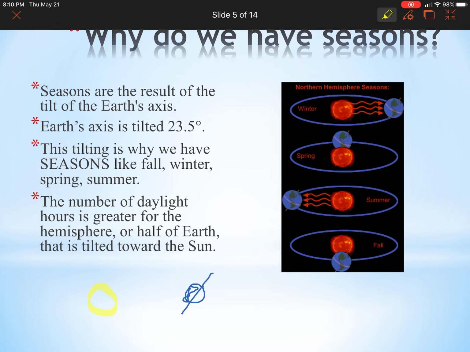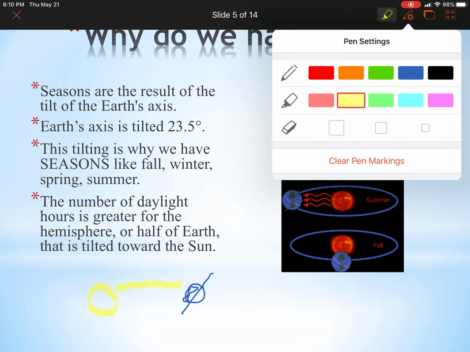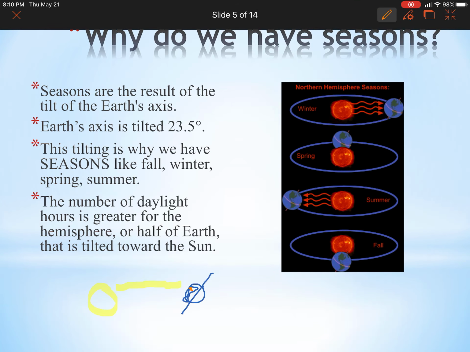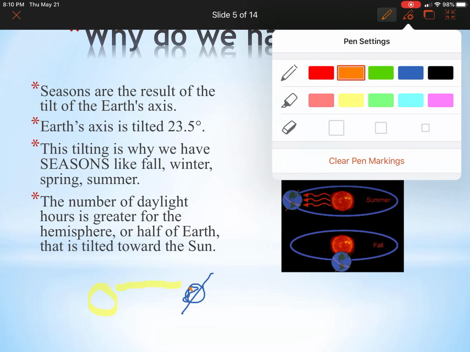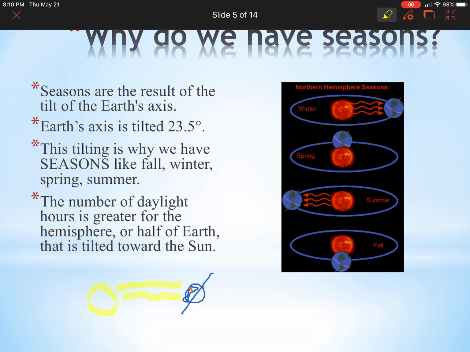Okay, now the sun's rays, as you can see, are shining, and they're going to hit us at a sort of indirect angle. So as you can see, Canada, which is going to be located like right up here, right? Canada is not getting direct rays from the sun because our sun is going like this. So this is our winter. And so we don't have direct rays.